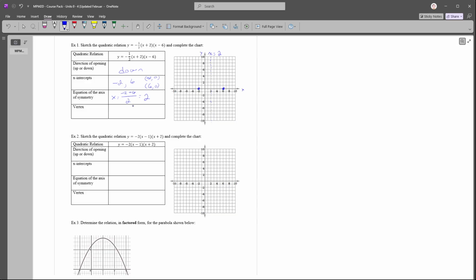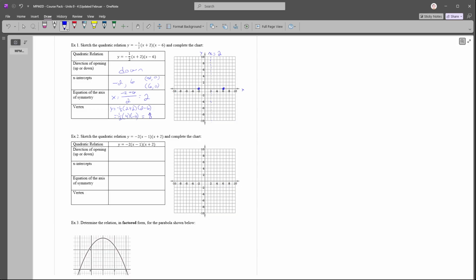Okay. What about the vertex? How do we get the vertex? Well, we're going to substitute our 2 into the original equation for x, and we're going to solve for y. Y is equal to negative 1 over 2, and then inside of the brackets we have our x value of 2 plus 2, bracket 2 minus 6. So let's leave that negative 1/2 there for a second. Then we have 2 plus 2 is 4, and 2 minus 6 is negative 4. So 4 times negative 4, that's negative 16, times the negative half is going to give us exactly 8.